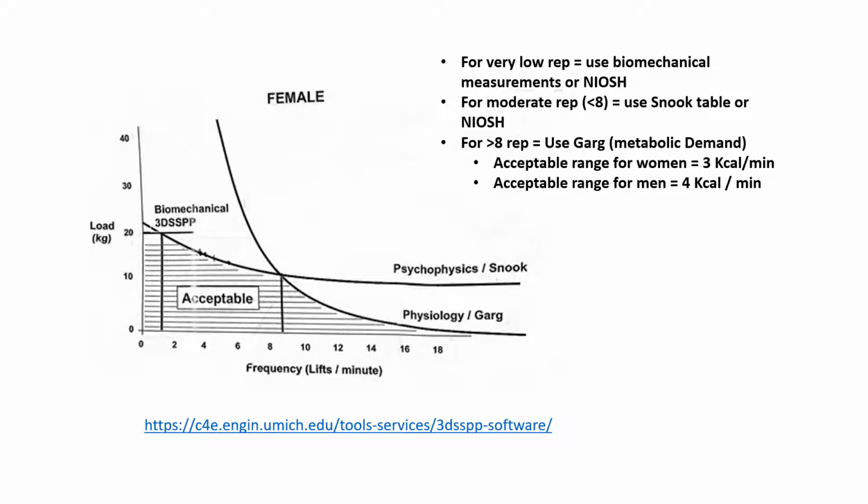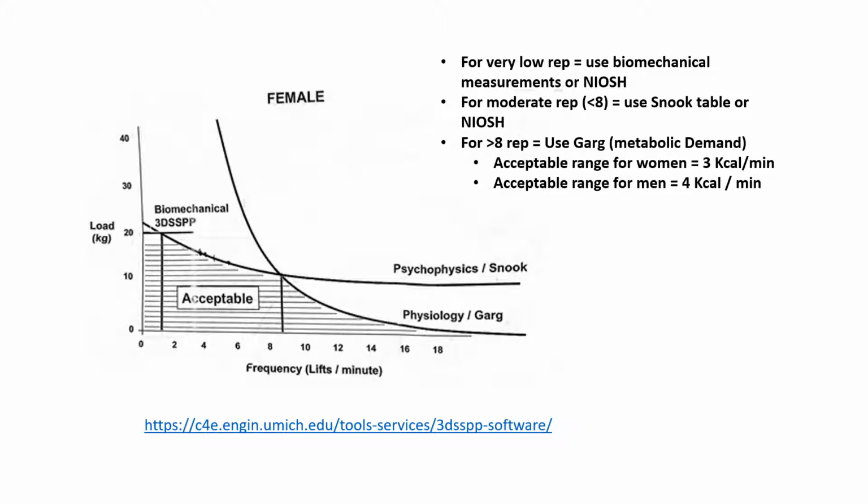When we have very low frequency work, such as one lifting, two liftings, maybe biomechanical evaluation or NIOSH is more reliable, because you can see that the area under the curve is in the acceptable zone. When we have a medium frequency between 2 to 8 lifts per minute, you can see the Snook tables are more reliable and the dashed area is under the curve. But in this low or medium frequency of work, GARG may overestimate the load for the worker.